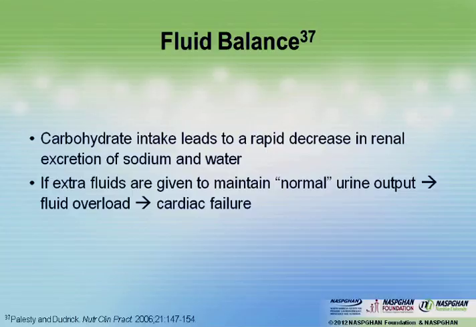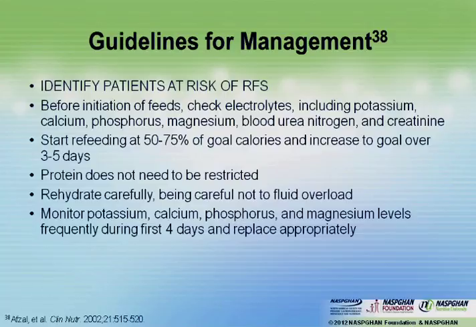What is recommended? Identify patients at risk of refeeding syndrome. I think if you do this, more than 80% of your battle is already won. Before you initiate your feeds, check your electrolytes, including potassium, calcium, phosphorus, mag, BUN, and creatinine. Start refeeding at 50 to 75% of goal calories and increase to goal over 3 to 5 days. I think the general consensus is the more malnourished, the slower you start and the slower you advance, and the more often you check the kids' labs.